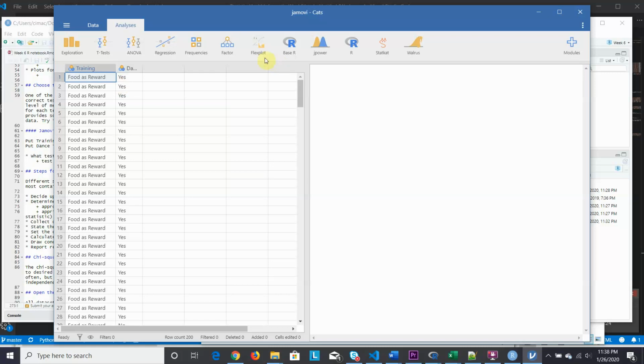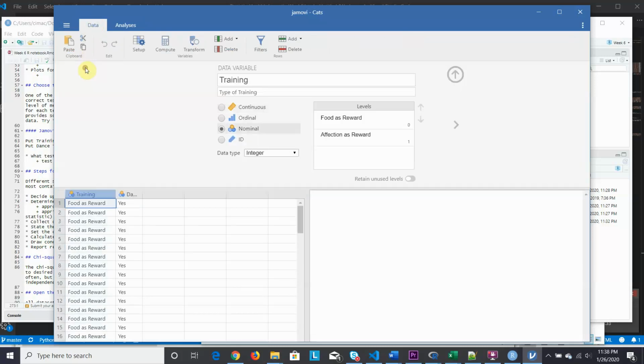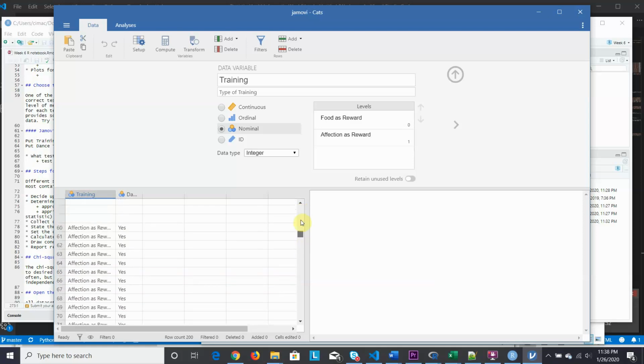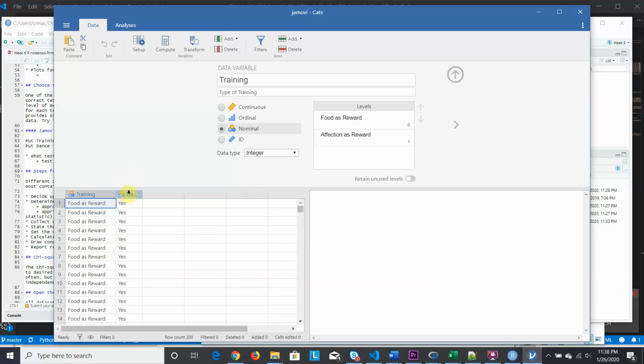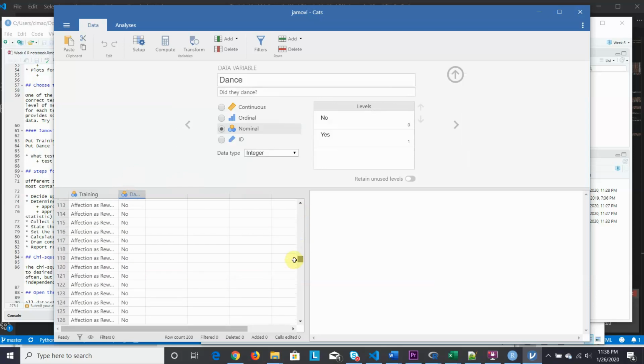And let's go ahead and, well, we can take a quick peek and see what we have here. We have one variable called training, and in his example from his book, this is actually some made up data using type of training, using food as reward or using affection as reward, and whether or not you can get a cat to dance. And you have two outcomes possible, yes and no.